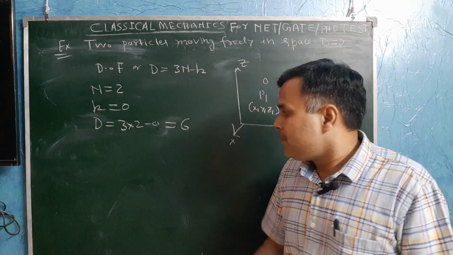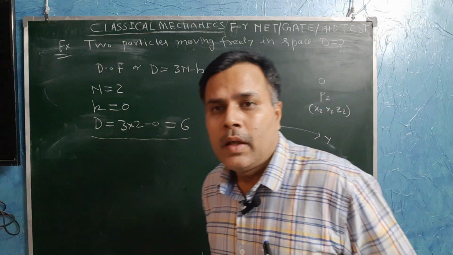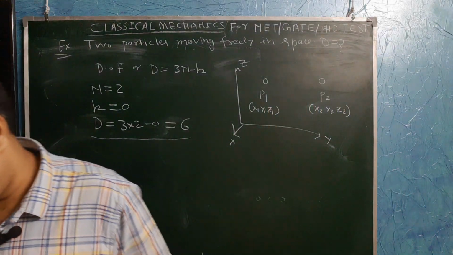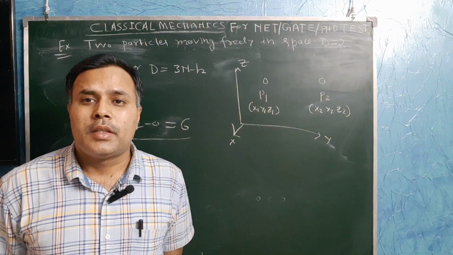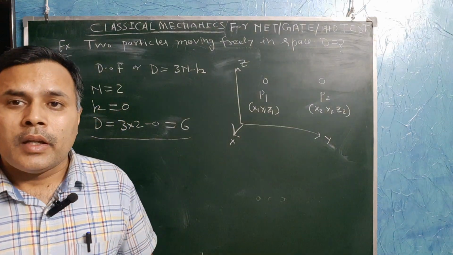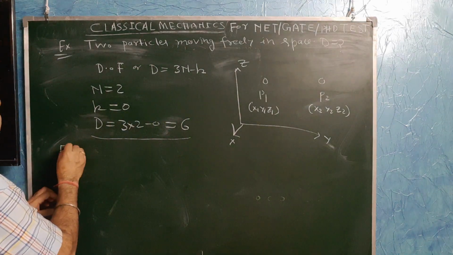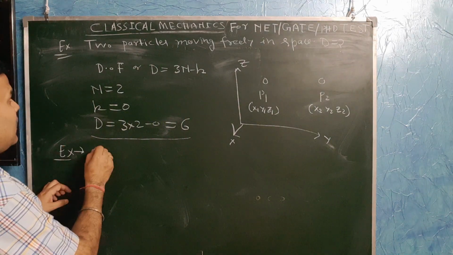So there are 6. So this is the mathematical way to find out the degree of freedom of a single particle or a system of particles. So there are 6 independent ways. Now if we have n number of particles, we can generalize this.